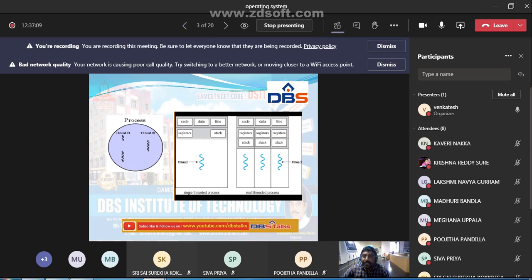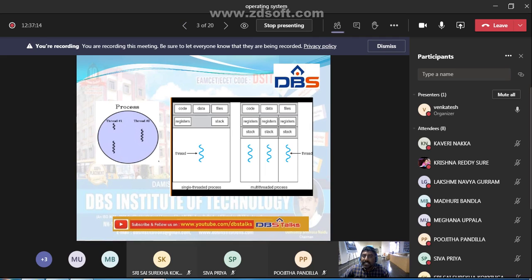If you see the representation in this diagram, a process may contain multiple threads: thread 1, thread 2, thread 3. If you take a process, in that process we have various threads. This is one more representation of threads. We have a single threaded process and a multi-threaded process. A single threaded process has only one thread, whereas a multi-threaded process has multiple threads. Here we have three threads.